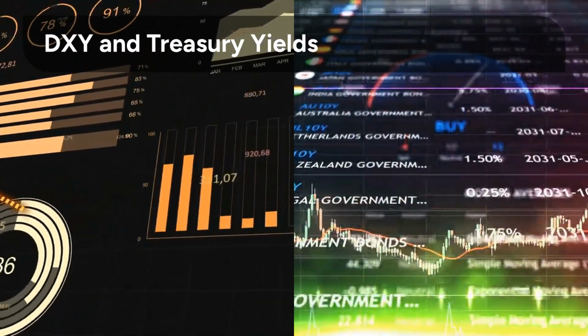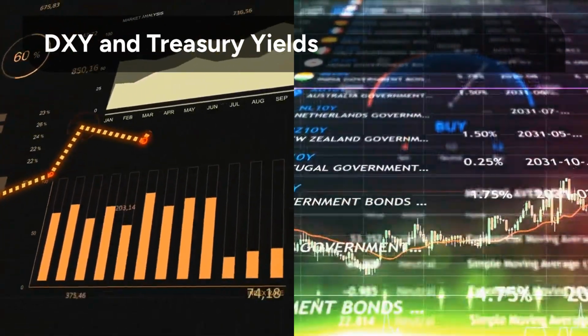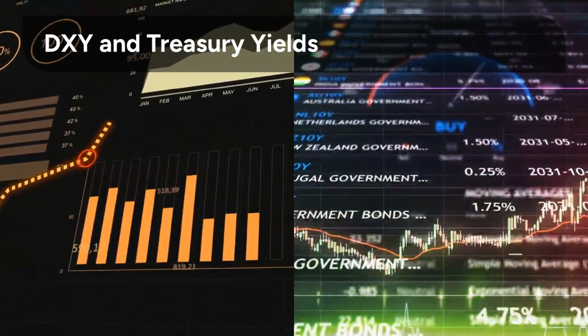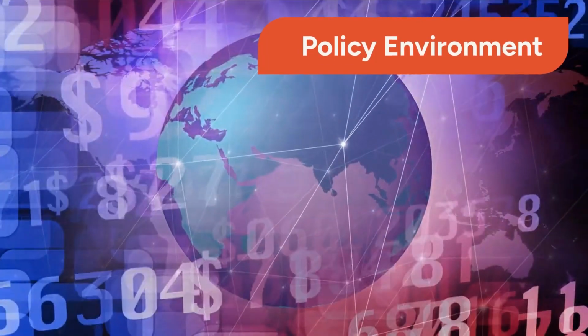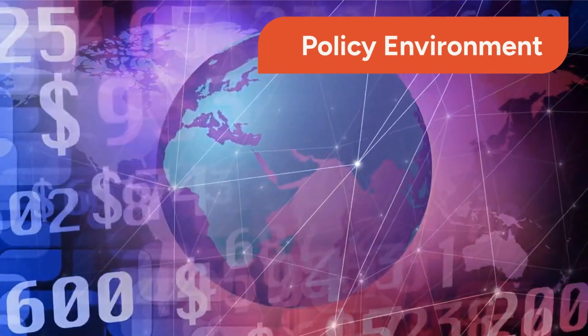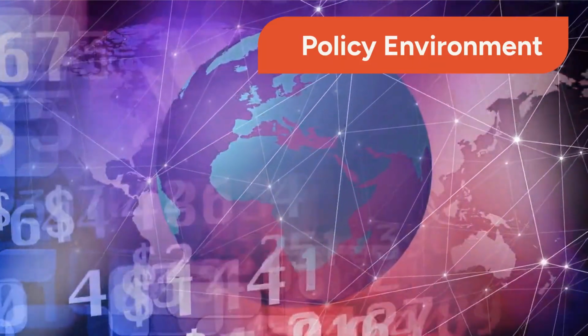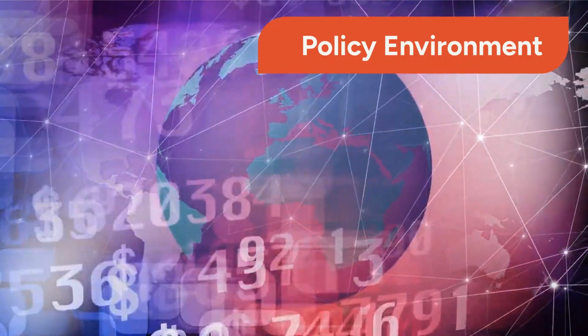The dollar index remained in the mid-96 range, a modest weakening, while the 10-year U.S. Treasury yield hovered near 4.14%. Global policy rhetoric and trade negotiations continue to influence sentiment, with investors pricing in potential shifts in monetary policy ahead of key economic data releases.